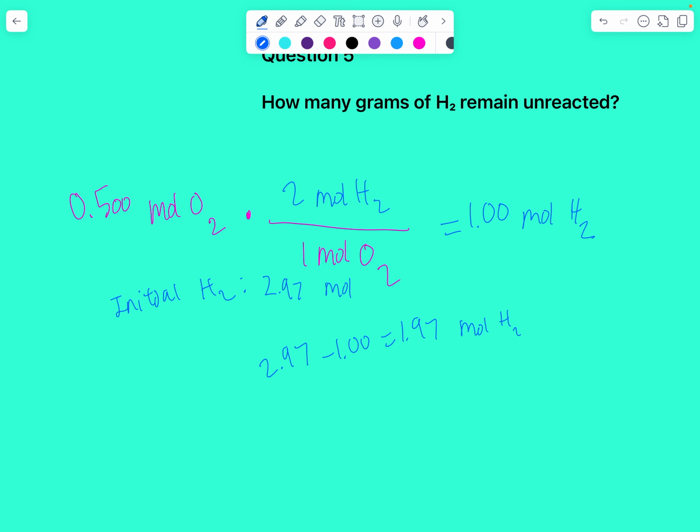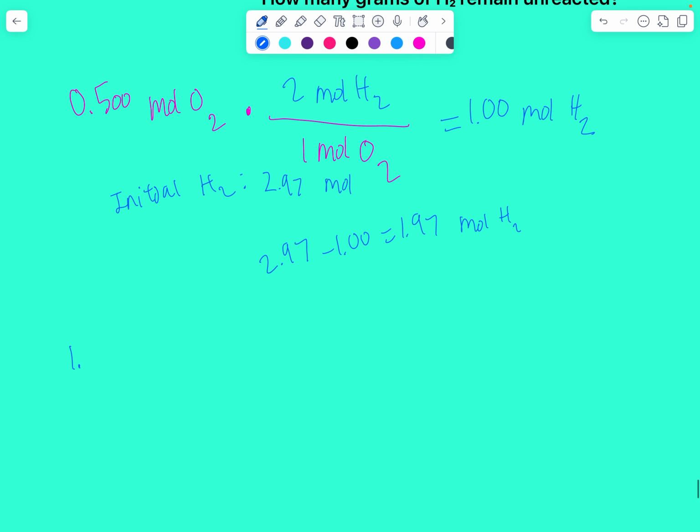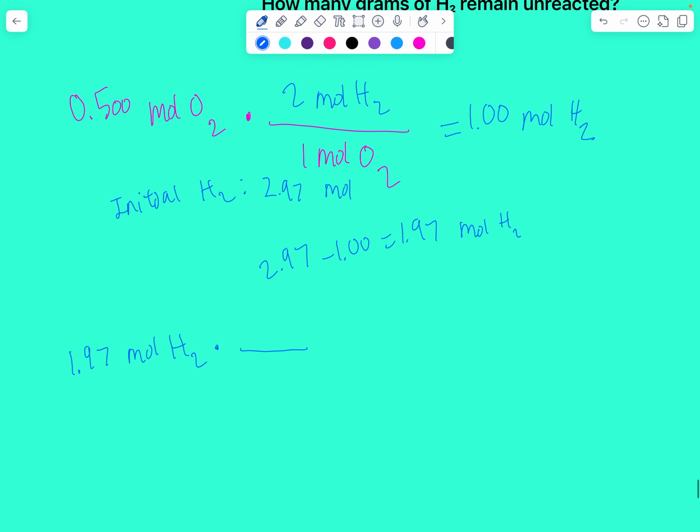So I'm going to take 1.97 moles of H2, and I want to get it into grams. So for every 1 mole of H2, you get 2.02 grams of H2, which would be 3.98 grams of H2, right? So moles of H2 will cancel out. So you got 3.98 grams of H2. Hydrogen was in excess, so some remains after the reaction stops.